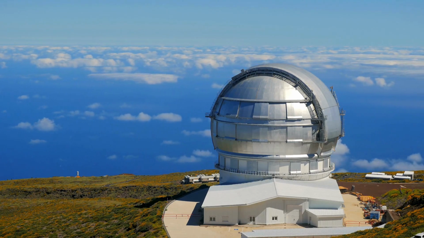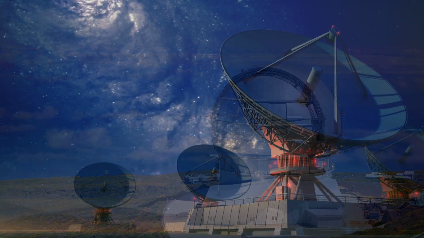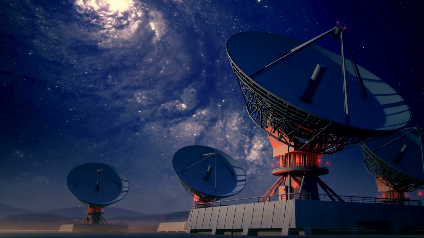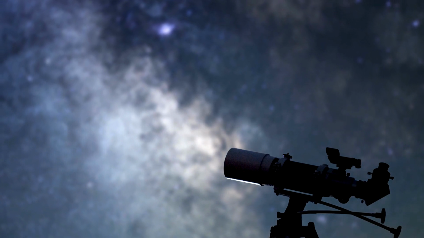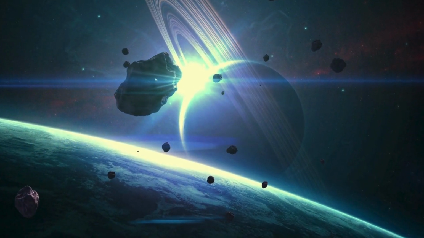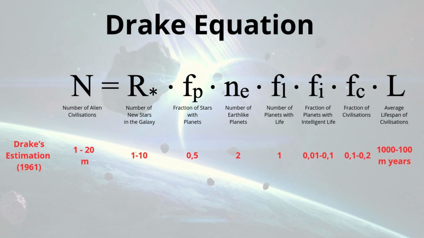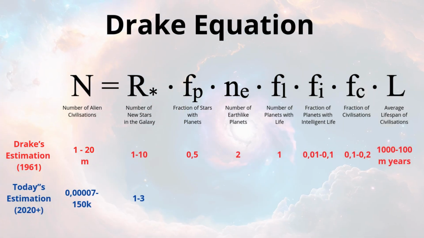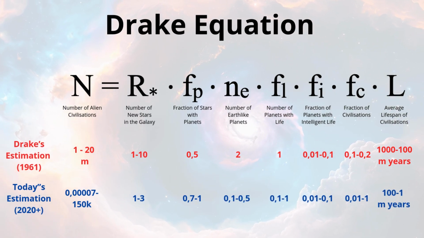Technology and space exploration have advanced significantly since the 1960s, allowing us to refine some of the equation's parameters with greater accuracy. I have gathered Drake's original assumptions alongside modern scientific findings. In the diagram, Drake's original estimates from the 1960s are marked in red, while the updated values based on modern scientific data are shown in blue.